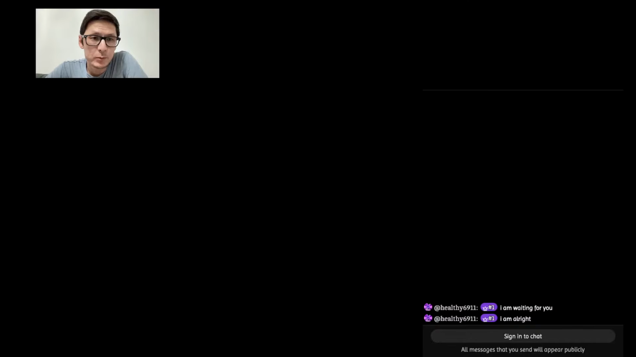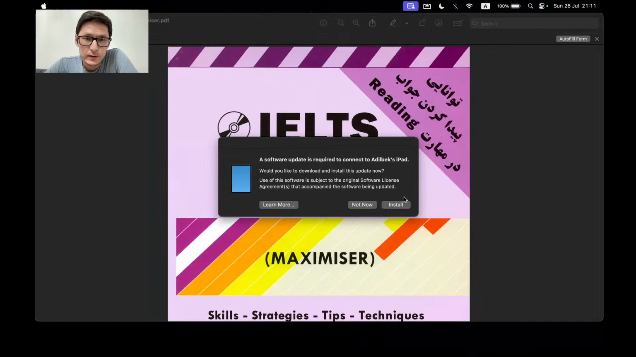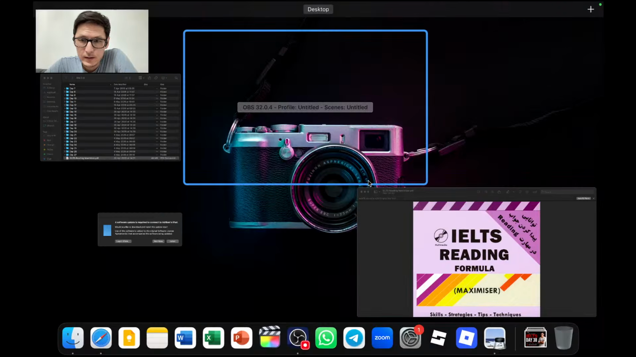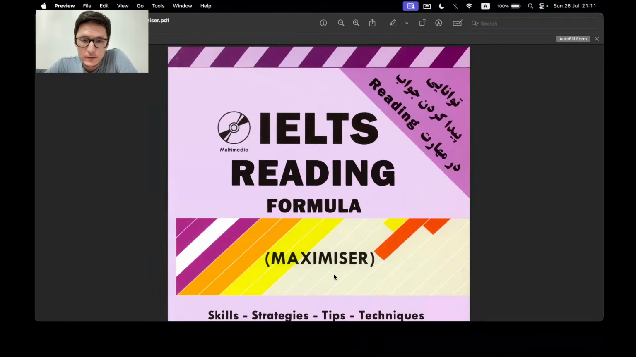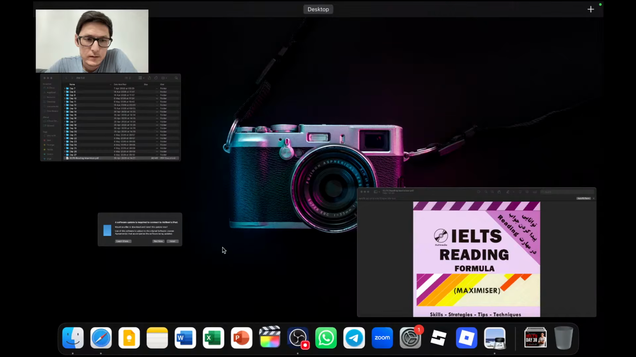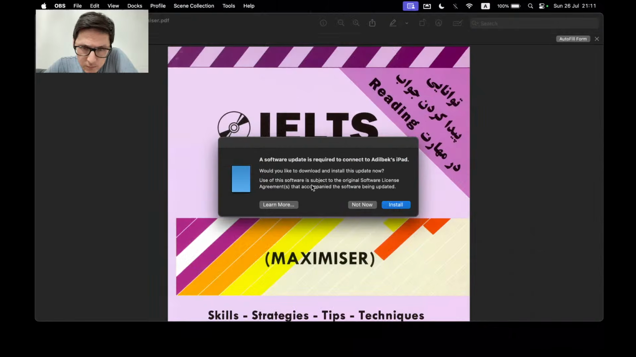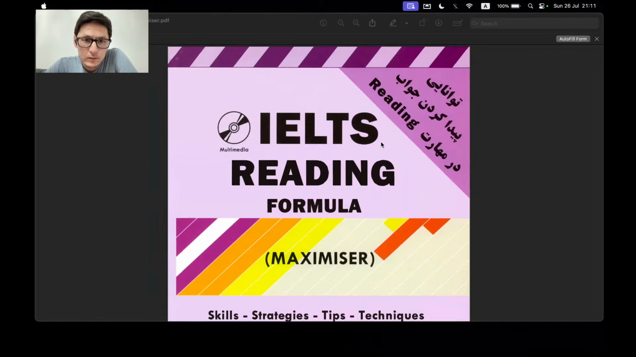I have a book. I want to show one book that I've been using, but I want to show you this book. This one. Okay, where is that? What's going on? Can you see something? Do you see the book? Software update required. Not now. No, we don't need it. Okay.